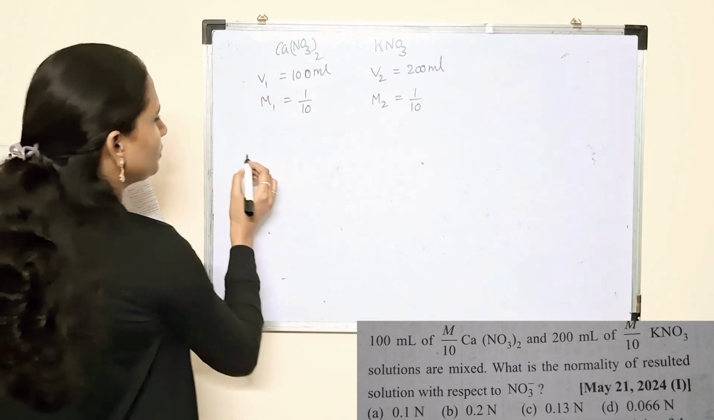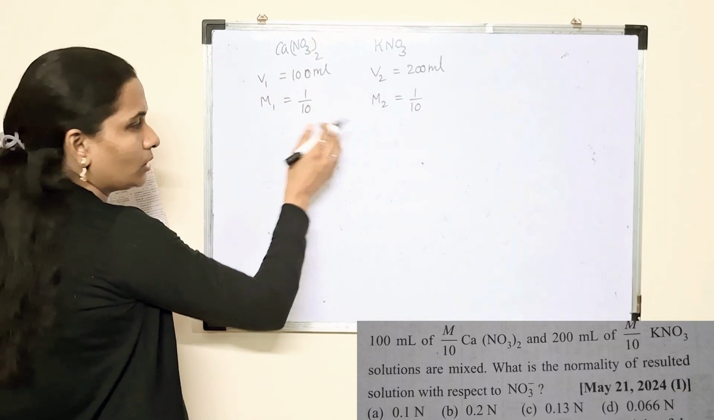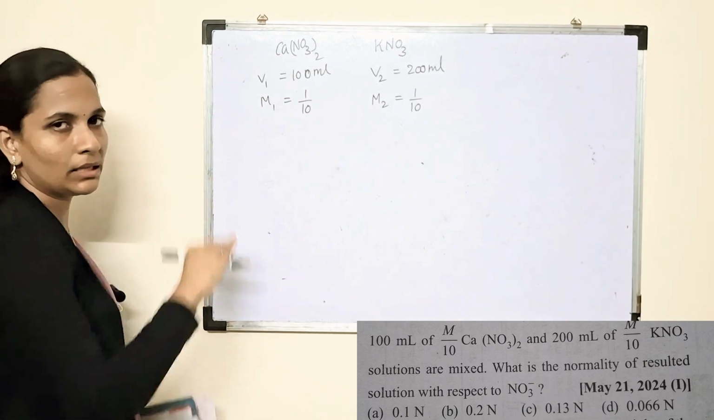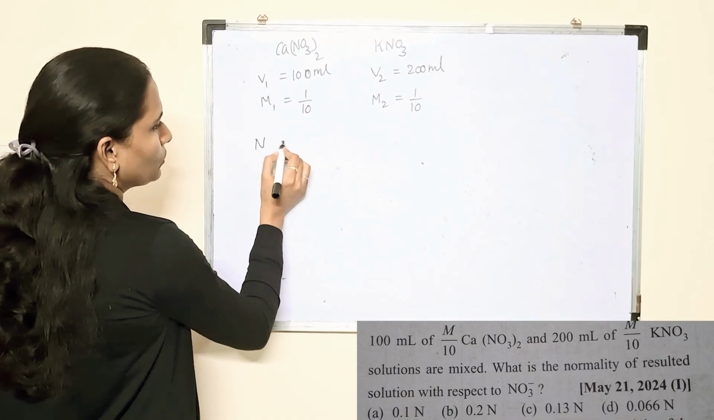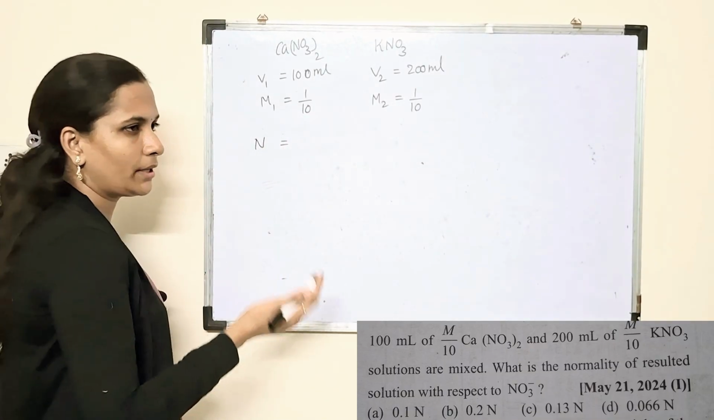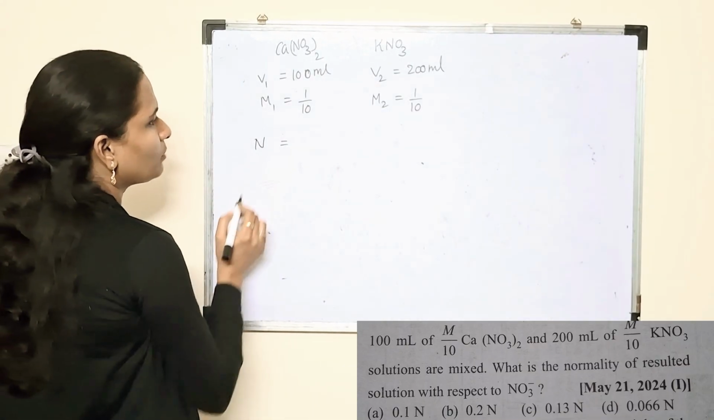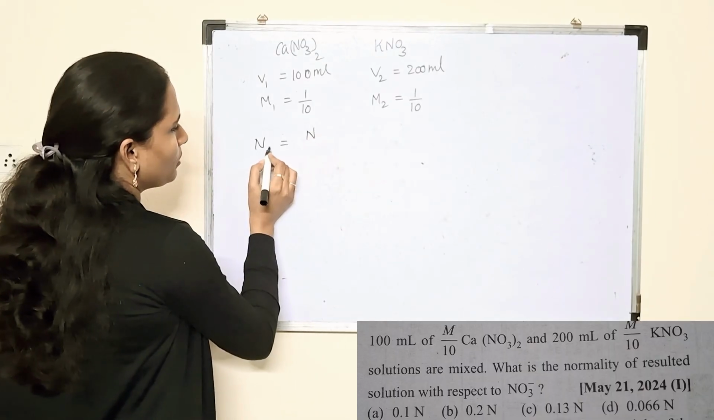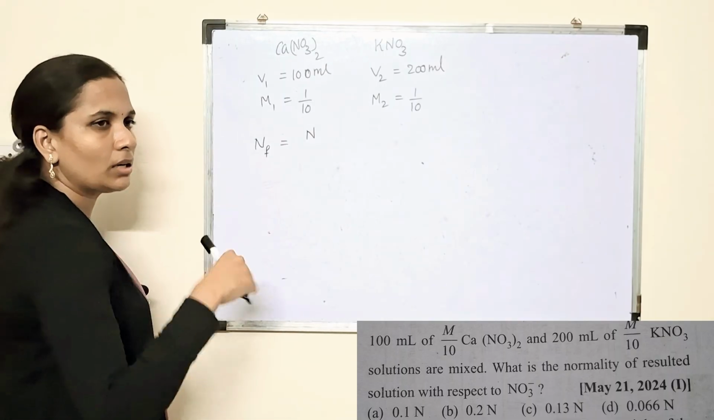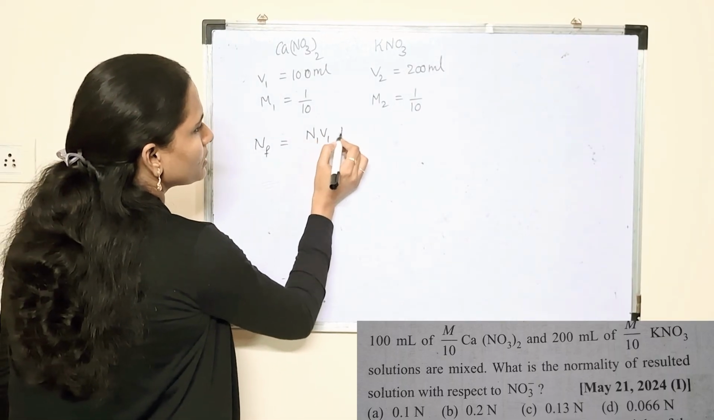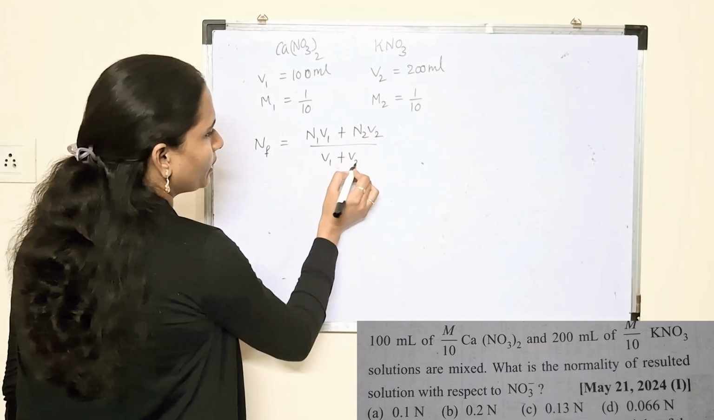So now what are they asking? When Ca(NO3)2 is mixed with KNO3, what is the resultant solution after adding KNO3? They are asking for the resultant solution normality. So final normality formula: in terms of normality it will come as normality, and in terms of molarity it will come as molarity only. So final normality, after adding the KNO3, meaning 2 or 3 solutions are mixed, is N1 V1 plus N2 V2 by V1 plus V2. So this is the formula of final normality.